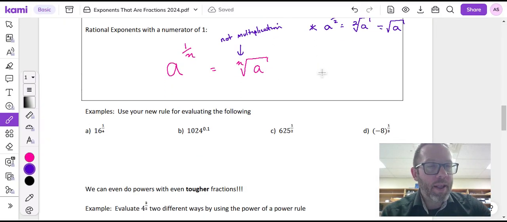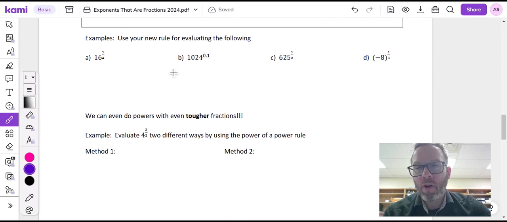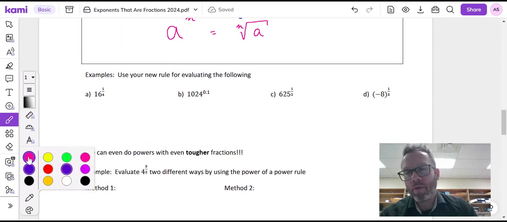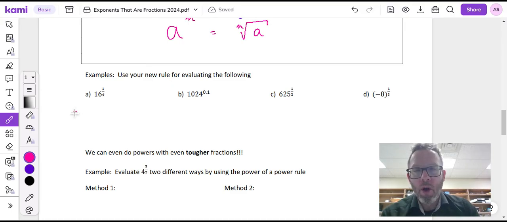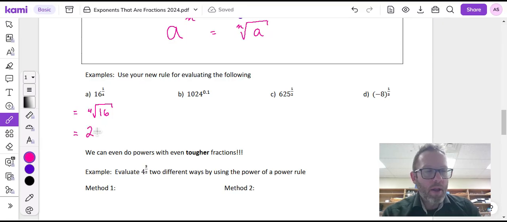All right, let's give our new rule a spin. So 16 to the power of 1 over 4. So using our new rule, we would write this as the 4th root of 16. And then we can use our calculators. The 4th root of 16 gives you exactly 2. Now I should point out, on most scientific calculators, you can put 16 to the power of 1/4 in. You have fraction buttons, you can use brackets. You can just plug that into your calculator and get 2.